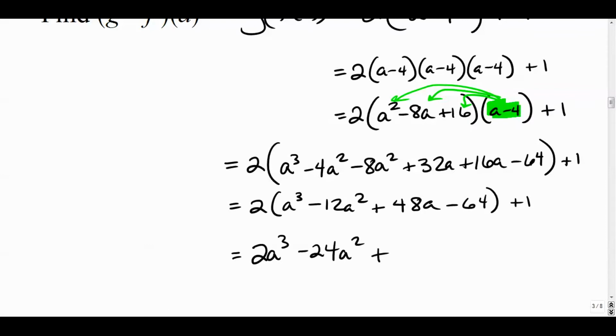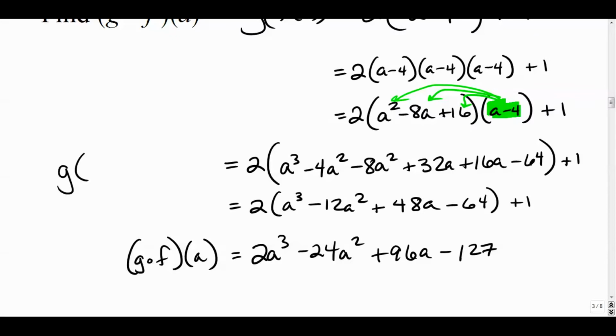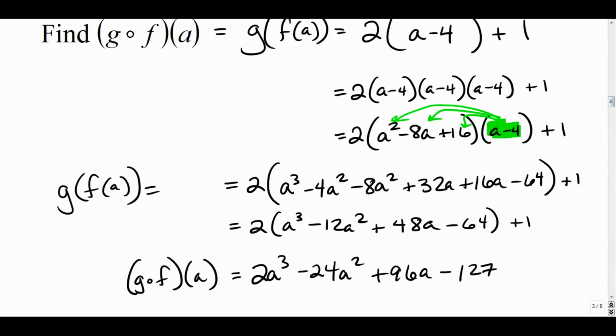And this is all algebra, really. 48 times 2 is 96 minus 128 plus 1. Negative 128 plus 1 is negative 127. So there you go. That is the result of taking g of f of a, which again is the same as writing it this way. There you go. Okay, cool.